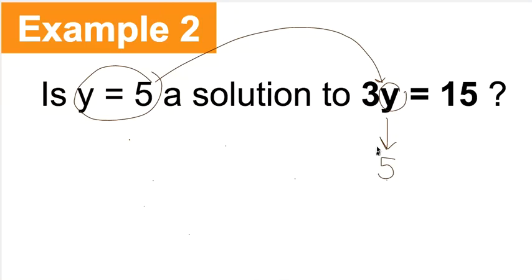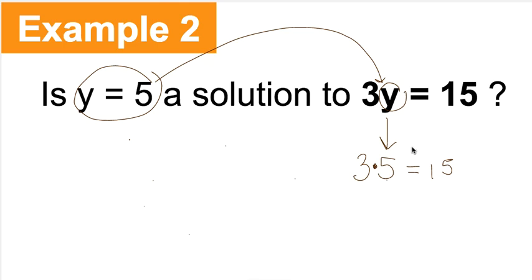So instead of 3y, I get 3 times 5. Remember that when you have a coefficient, that means 3 is being multiplied by y. This does not become 35. Don't forget, when you have a number next to a variable, it's multiplication. So I get 3 times 5 equals 15.